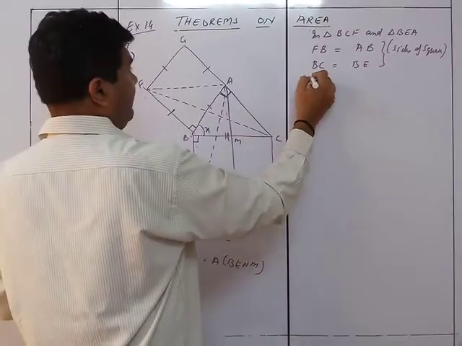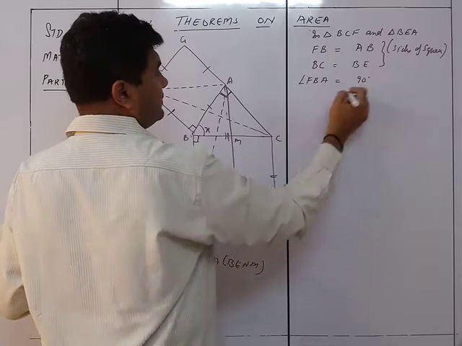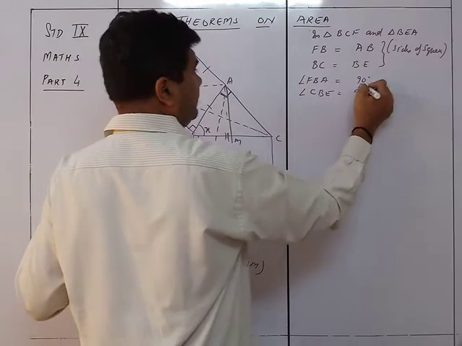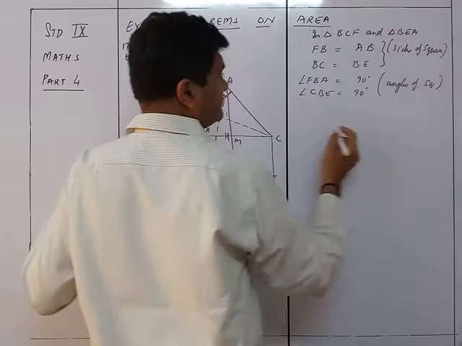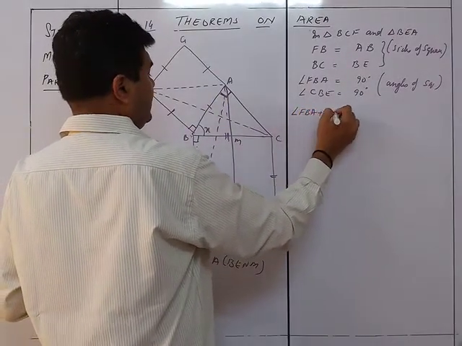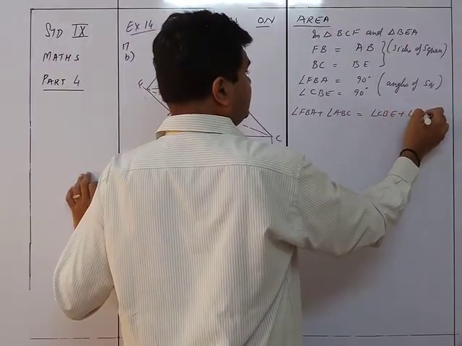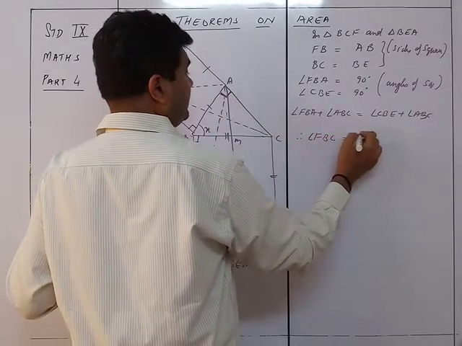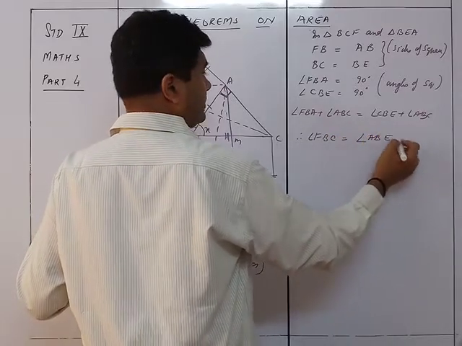Now angle FBA is equal to 90 degrees. Angle CBE is equal to 90 degrees. Angles of square. Therefore angle FBA plus angle ABC is equal to angle CBE plus angle ABC. Therefore angle FBC is equal to angle ABE.